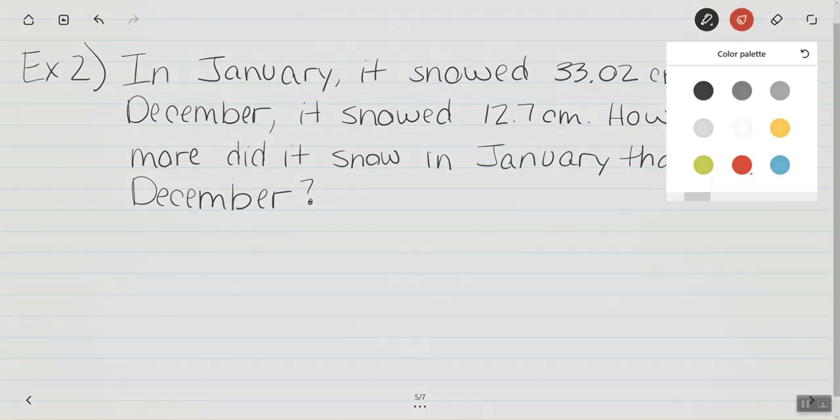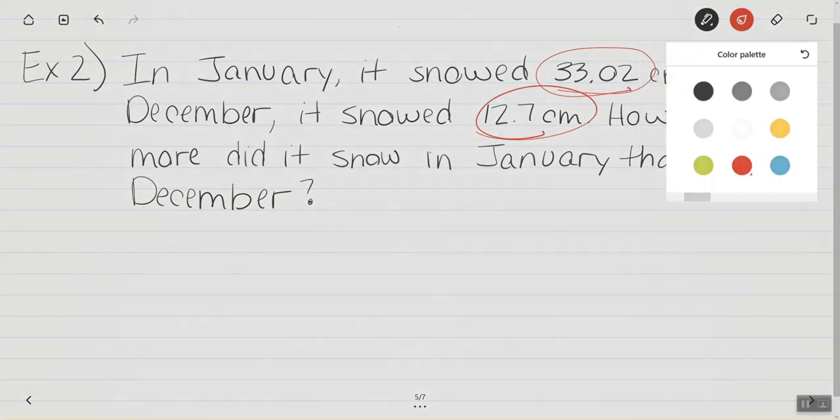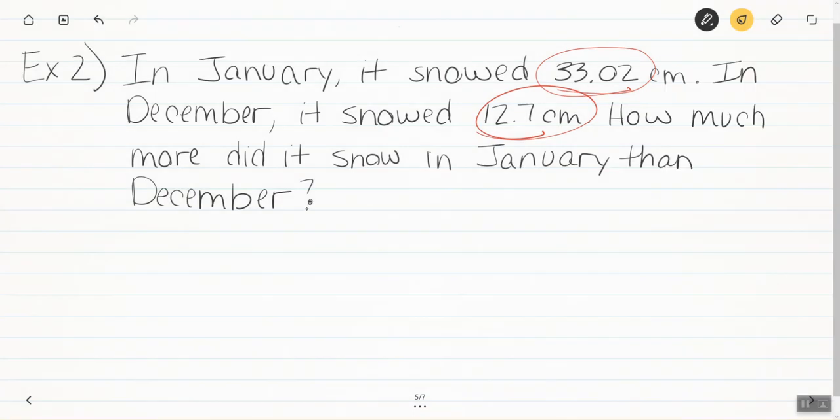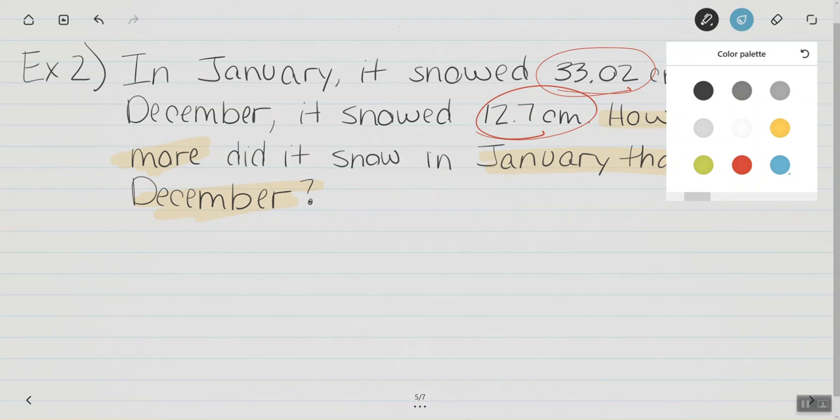So first step, I'm going to circle my numbers. So there's the first one, there's my second one. Now I need to do keywords. If I look down where the question mark is and look at that sentence, it says, how much more did it snow? And then I need to pay attention to the order, January to December. So how much more? If I look back at my keywords, how much more tells me that I'm going to be doing some subtraction.